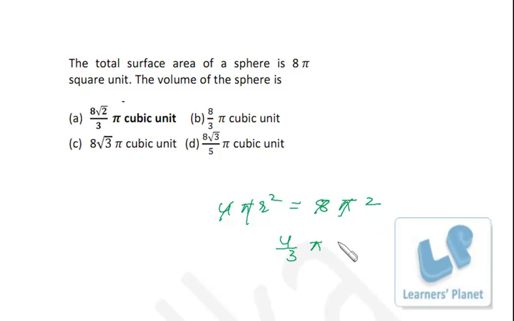Now 4 upon 3 pi r cube, r cube is 2 root 2. So it is 8 root 2 pi by 3. Okay, pretty simple.